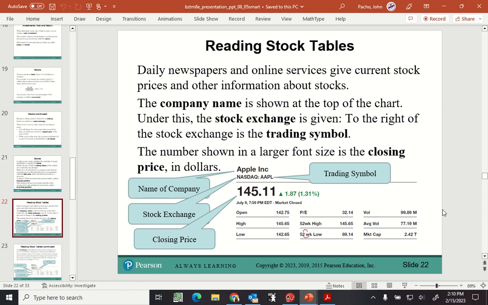The next one over here is PE. We're going to talk about PE once I get down to the vocabulary here in a minute. The volume over here, that's how much is traded. So there was almost 100 million shares of Apple traded on this day. The average daily is 77 million in one day.